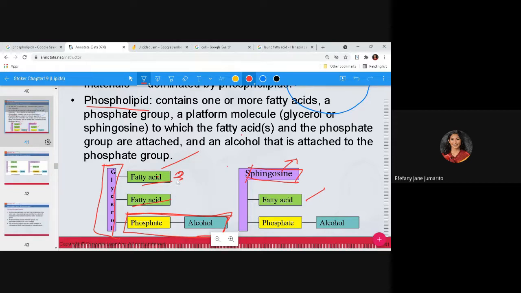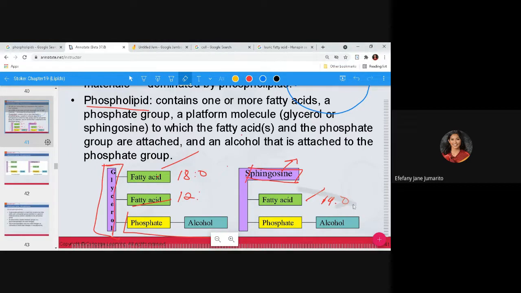Again, remember the fatty acids can be anything. They can be saturated, monounsaturated, or polyunsaturated. So it can be hetero. If this one is 18:0, then this can be 12:1, or this one is 14:1:0. Whatever. And then again, when we have sphingosine, it has the same phosphate and then alcohol group.